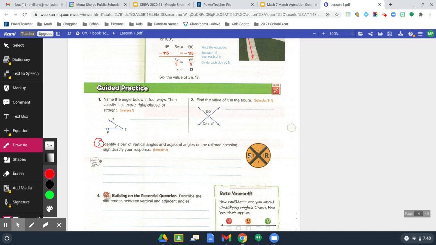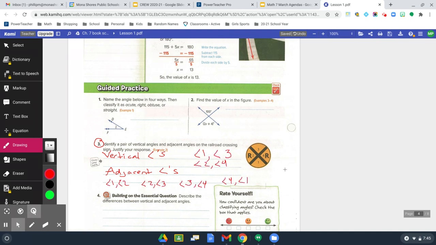So you're going to look at that railroad crossing sign and you're going to identify the vertical angles and the adjacent angles. Vertical angles, and then I'll skip a space here and you can list the adjacent. So take a few minutes to do that, pause the video, and then when you think you've got it, unpause and check your answers. All right, let's take a peek and see how you did.